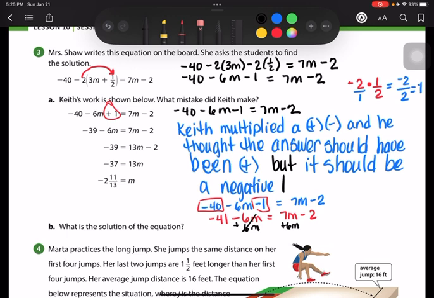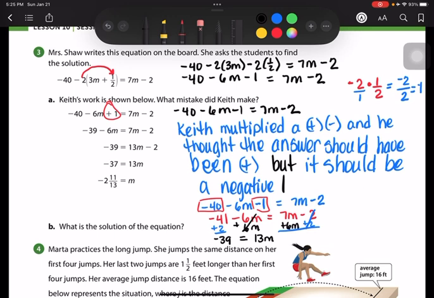So I need to bring this constant of 2 to the other side. Since it's a minus 2, I'm going to add 2 to both sides to get rid of it on the other side. That leaves me with a negative and a positive. Subtract and take the sign of the larger absolute value. So it gives me negative 39 equals 13m.